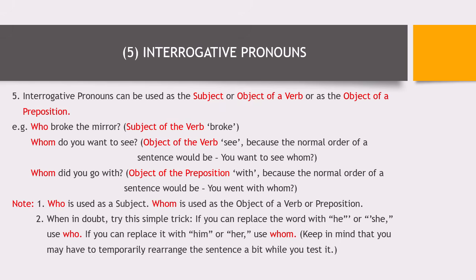Whom did you go with? Here, whom is the object of the preposition with, because the normal order of a sentence would be, you went with whom? Note: 1. Who is used as a subject. Whom is used as the object of a verb or preposition.